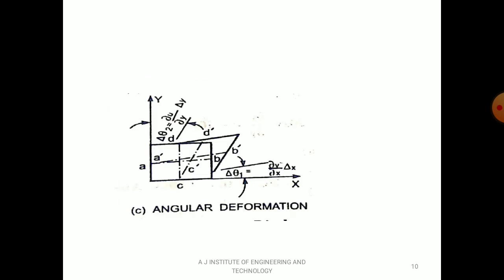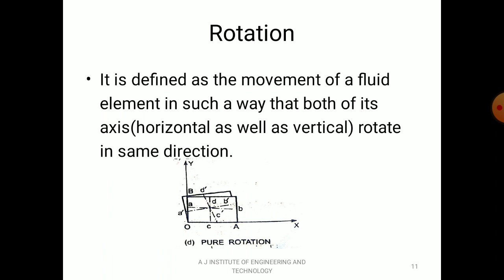Now angular deformation is represented in this diagram. You can just see there δθ1 is the change in angle with respect to the x-axis, and δθ2 is the angular change with respect to the y-axis. Now let's go for rotation. This is the last type of motion. It is defined as movement of a fluid element in such a way that both of its axes, that is horizontal as well as vertical, rotate in the same direction. For example, you can see the diagram AB and CD. So AB rotates in anti-clockwise direction and goes to A'B'. Similarly CD rotates in anti-clockwise direction and goes to the new position C'D'.